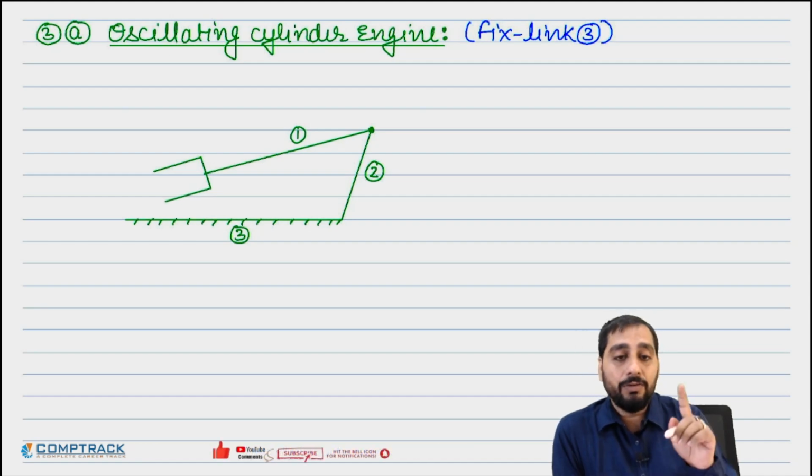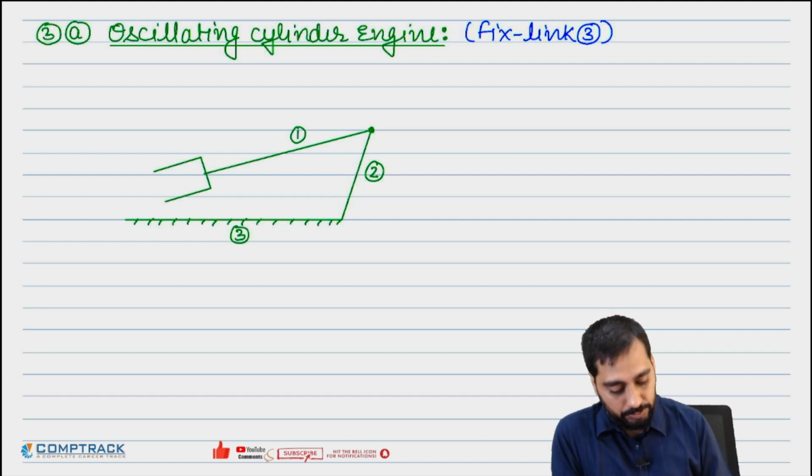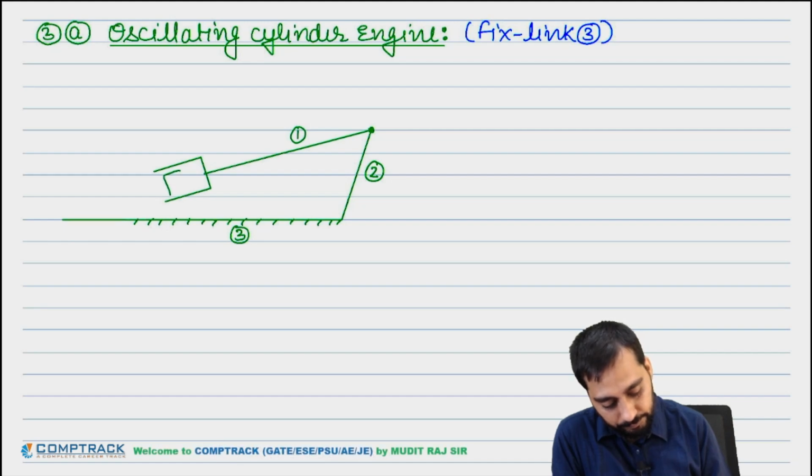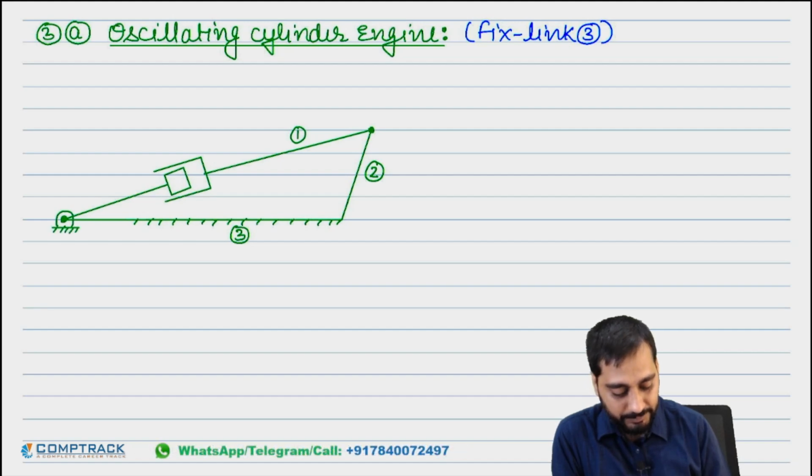Now, link 4 was your piston. So I am drawing the piston here like this. And it is also a single link. These are not two links, okay? This is a single link. And it is hinged here. Let's say like this.